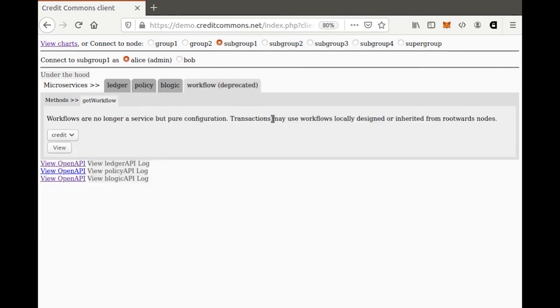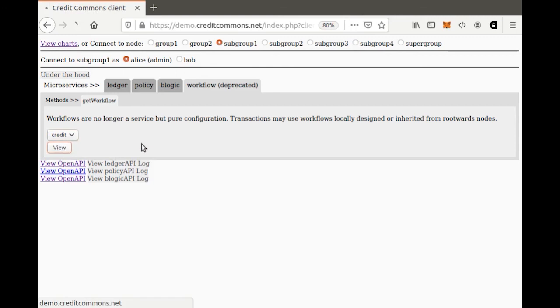Finally, the workflow service. We've got two workflows available. Workflows will be inherited from the rootwards nodes, and that ensures that when you do a transaction with somebody anywhere across the tree, you will always have a transaction workflow in common. So it's critical to share a transaction workflow, because both nodes have to agree who can do what to the transaction in order for them to stay integral.